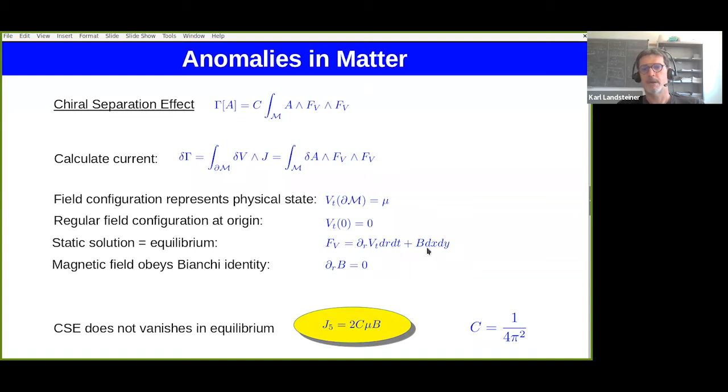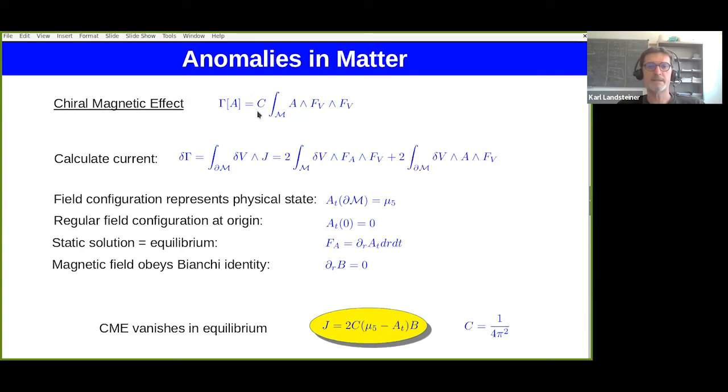And also you switch on a background magnetic field in the 4-dimensional theory. And the Bianchi identity tells you that it's in this additional direction which I've invented myself here. This magnetic field is just a constant in that direction due to the Bianchi identity. Then again, you can evaluate this effective action and you find this expression for the chiral current in the presence of a chemical potential and a magnetic field. And again, it's completely determined by this anomaly coefficient.